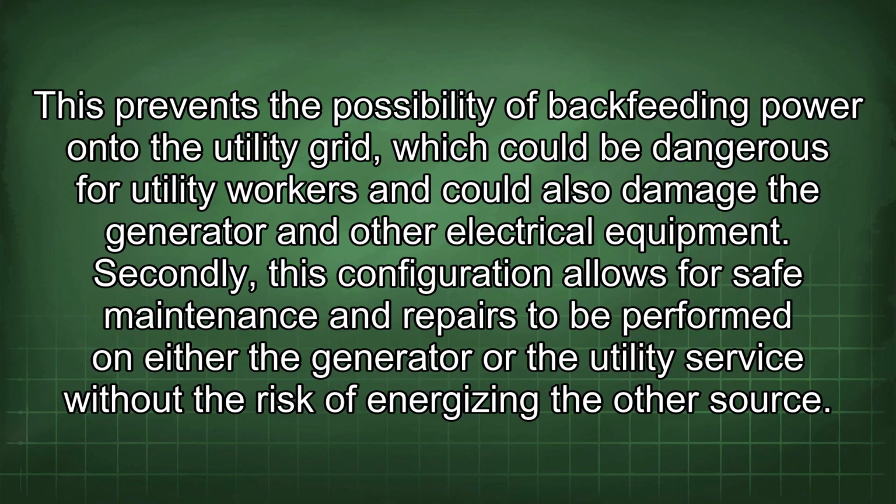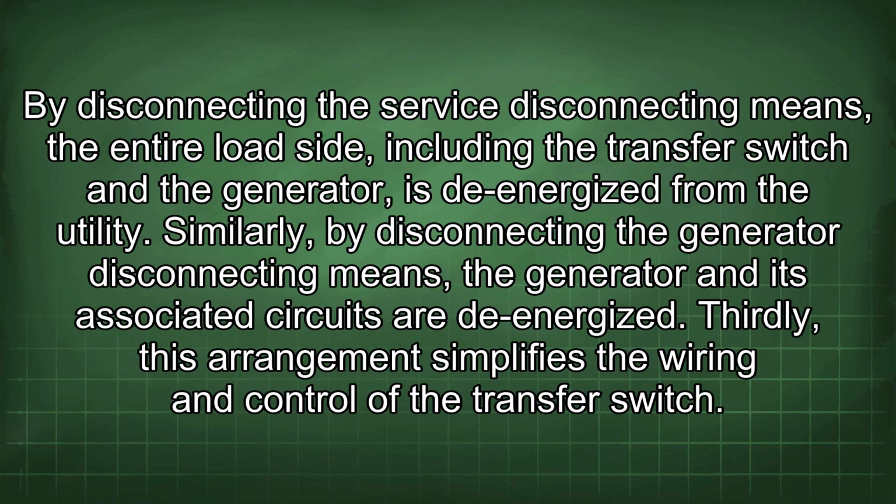Secondly, this configuration allows for safe maintenance and repairs to be performed on either the generator or the utility service without the risk of energizing the other source. By disconnecting the service disconnecting means, the entire load side, including the transfer switch and the generator, is de-energized from the utility. Similarly, by disconnecting the generator disconnecting means, the generator and its associated circuits are de-energized.